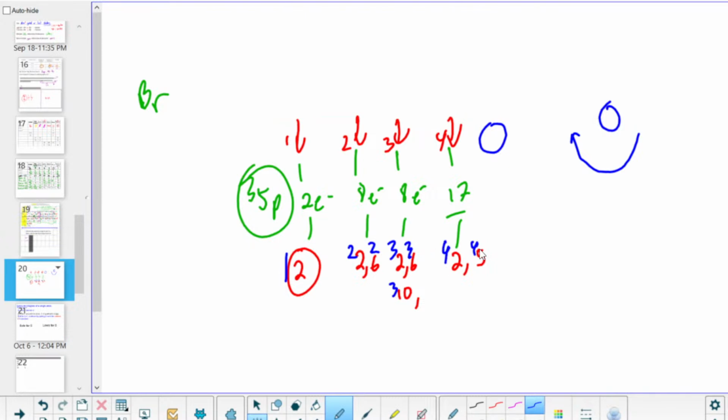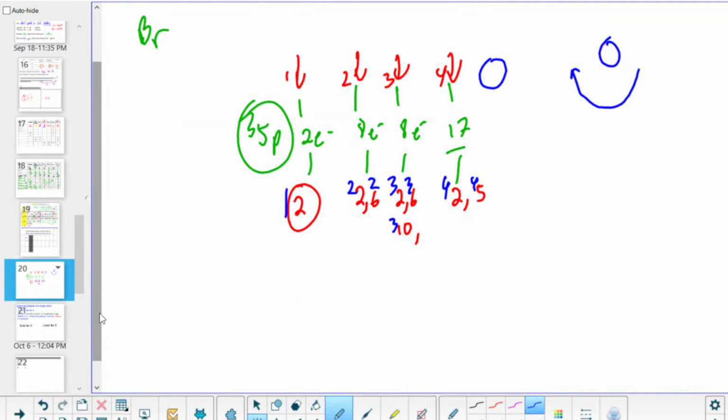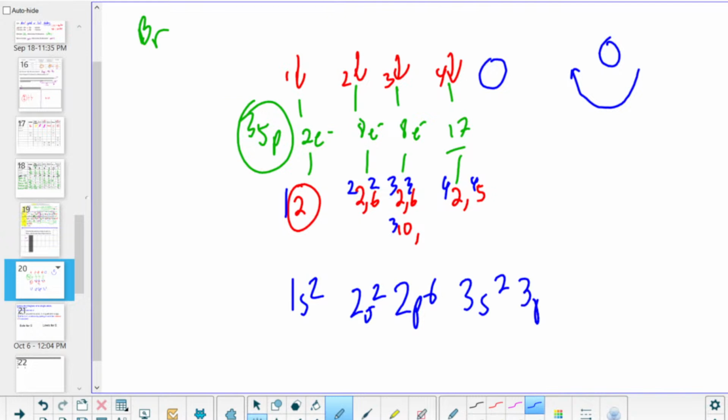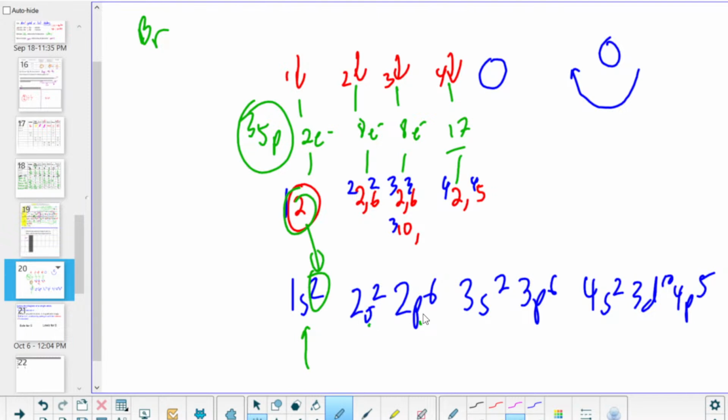And if I was to write out its quantum configuration, not Bohr, I would write 1s2, 2s2, 2p6, 3s2, 3p6, 4s2, 3d10, 4p5. And now you can see that's where this comes in. Those two are these two. And we label different levels. The sublevels are called S, P, and D.